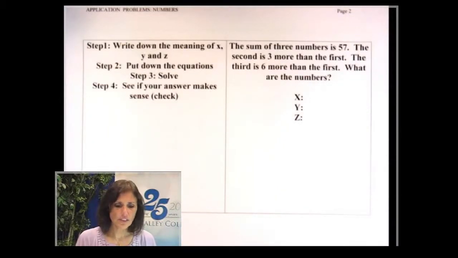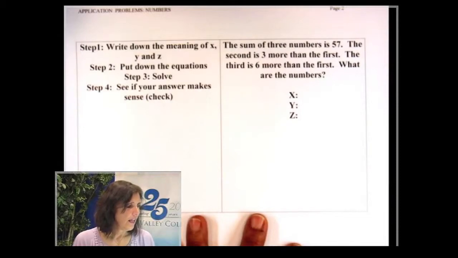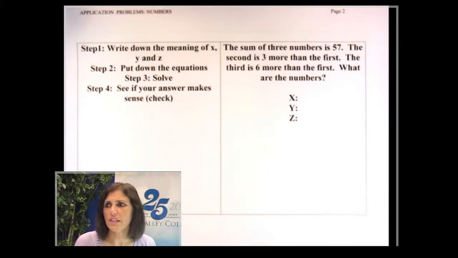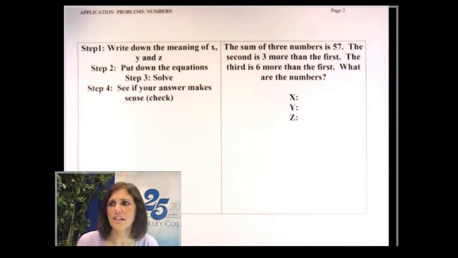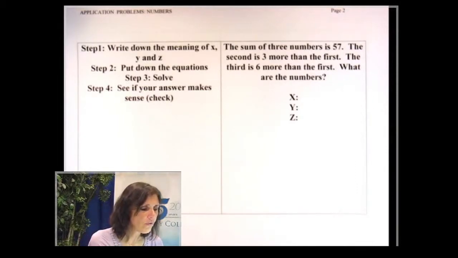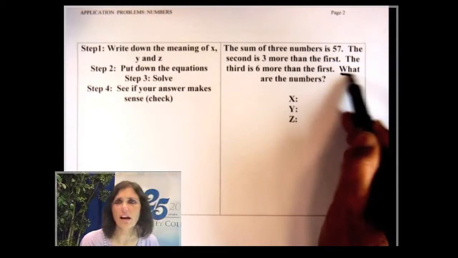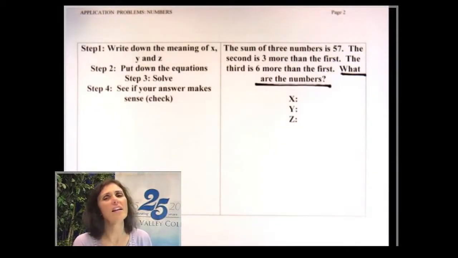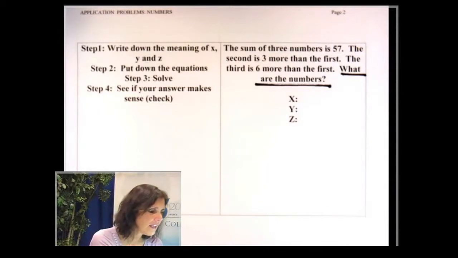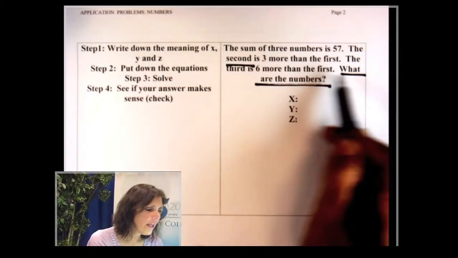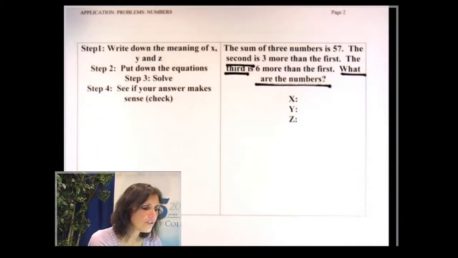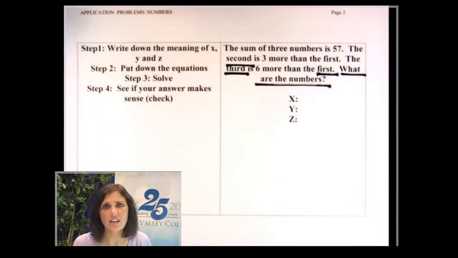All right, so let's do this problem. The sum of three numbers is 57. The second is 3 more than the first. The third is 6 more than the first. What are the numbers? Okay, so I kind of go to the question first. What are the numbers? So they're asking me what the numbers are. That kind of gives away what X, Y, and Z mean. And then they're talking about the second, the third, and the first. So we're talking about three things and they're numbers.